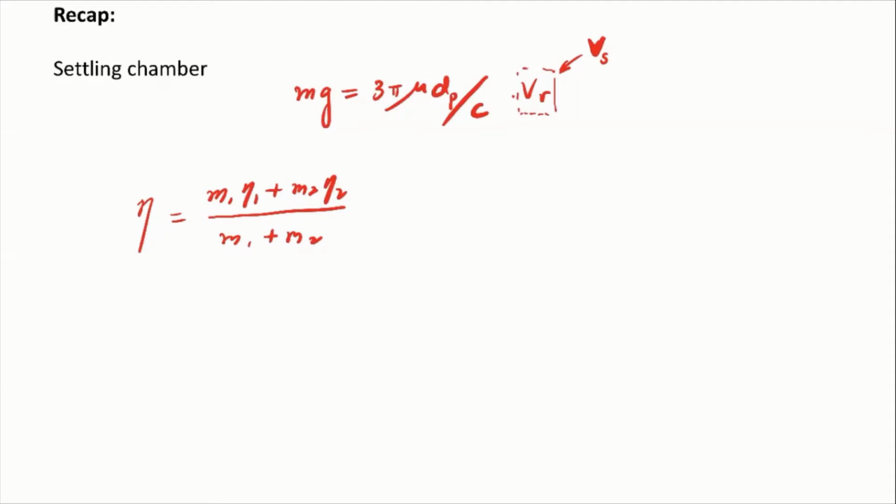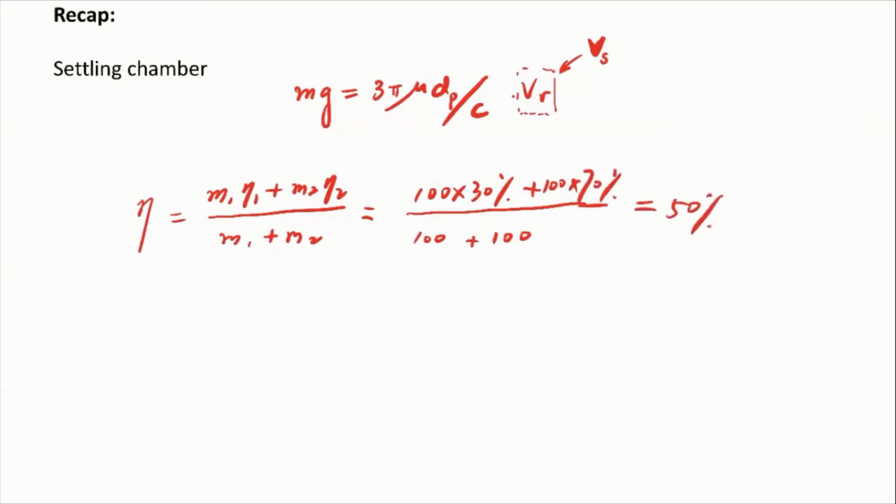Okay, we'll stop here. I think we just have one student who didn't submit the answer. So most of you are correct. It should be 50%. Basically, we just plug in the mass concentrations, right? So it's 100 plus 100 in the denominator, and then 100 multiplied by 30%, and then 100 multiplied by 70%, right? So finally you get 50% in terms of overall particle removal efficiency.